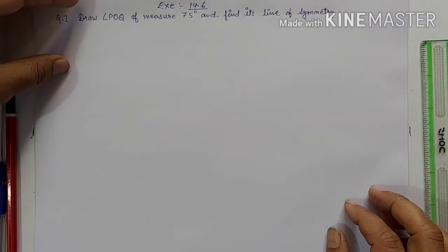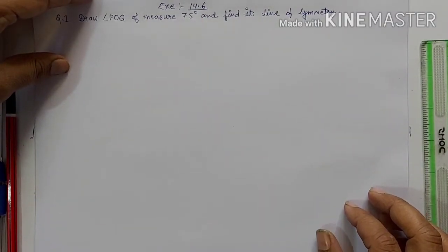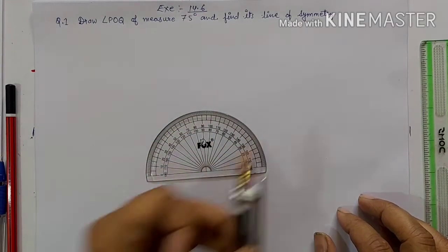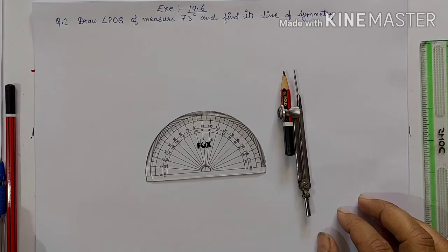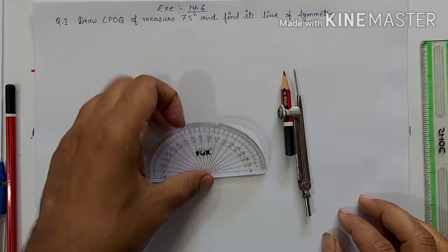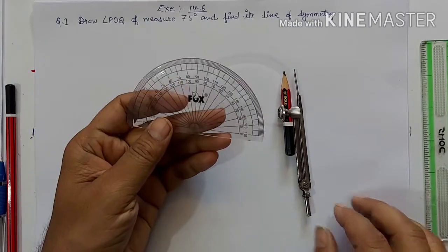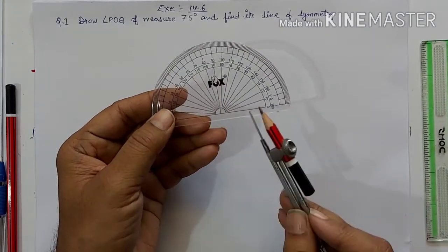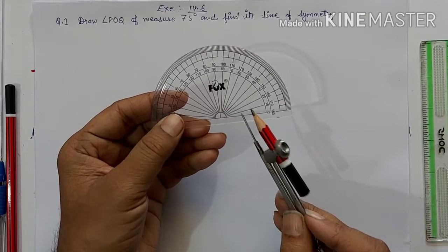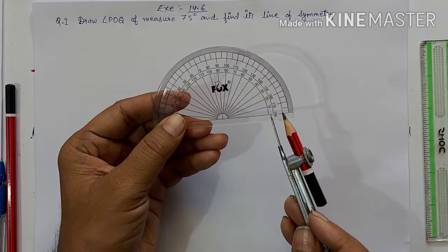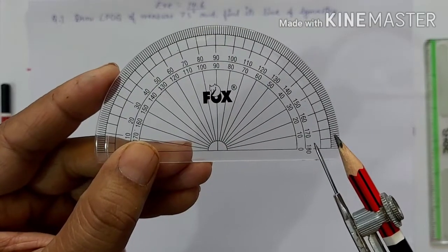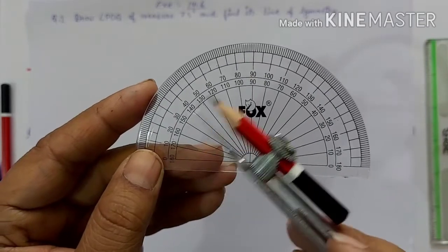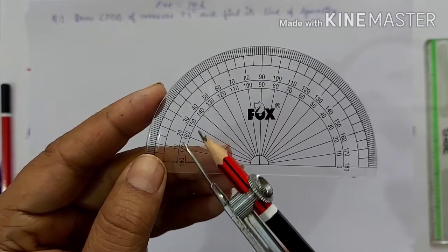In the 14.6 quiz exercise, they will draw angles using a protractor and compass, and bisect and symmetric. This is the protractor. One is the center point, and two is the baseline. Suppose you have to draw an angle of 30. Inside, you count 10, 20, 30, 40, 50, and you draw the angle inside: 0, 10, 30, 40.